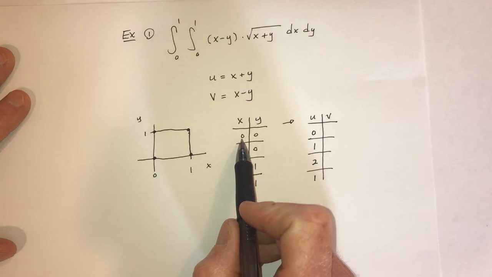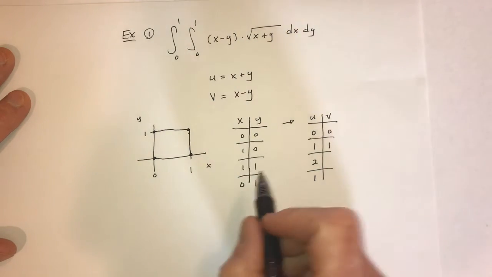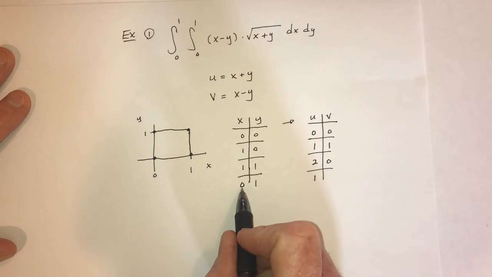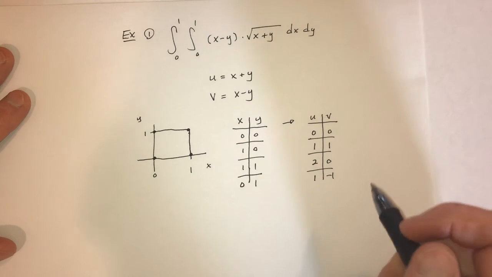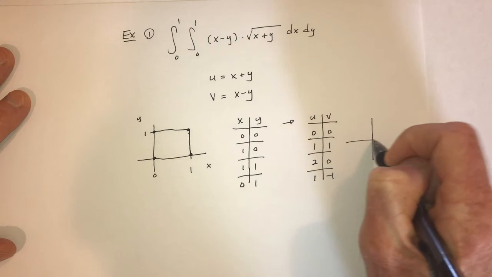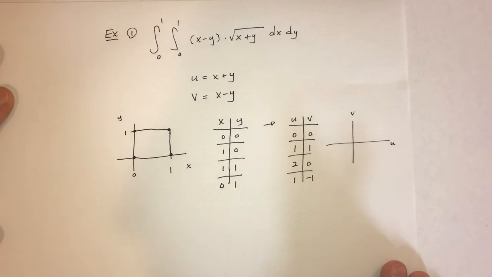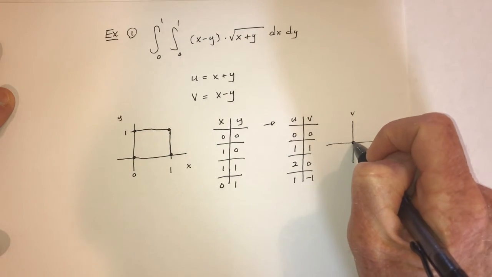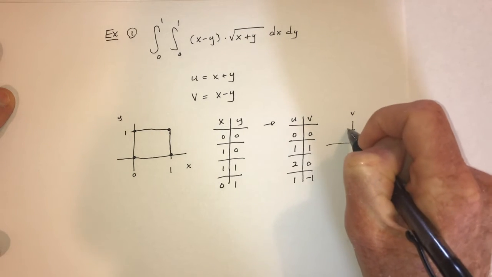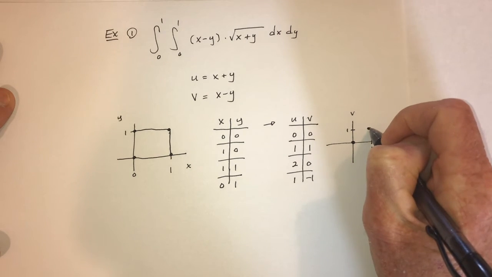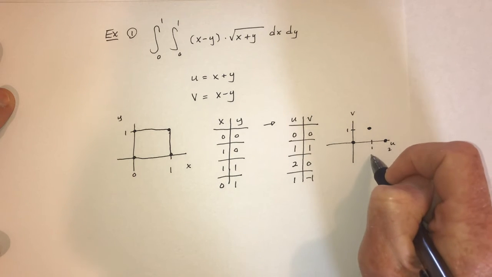And for v, you need to subtract. So 0 minus 0, 1 minus 0, 1 minus 1, and 0 minus 1. So what does that shape look like? So this is the u and the v axis. And we have 0, 0. We have 1, 1. There's 2, 0. And there's 1, negative 1.